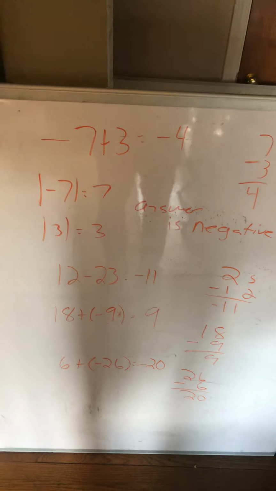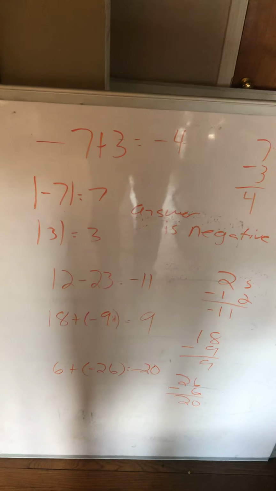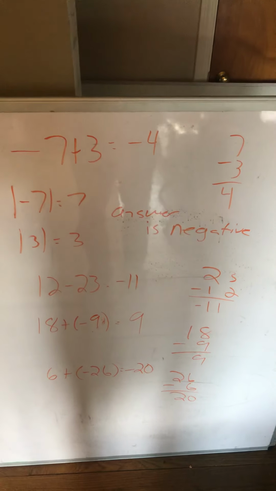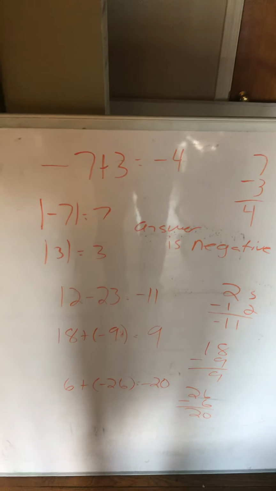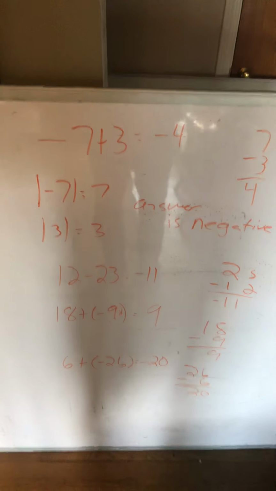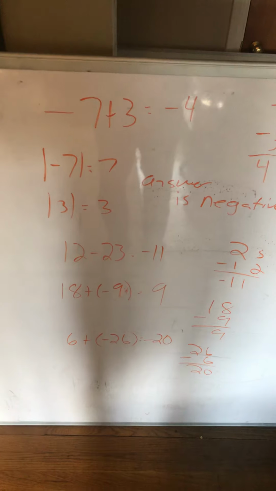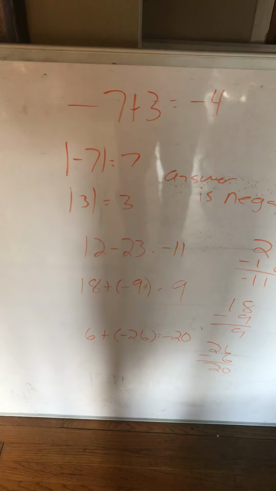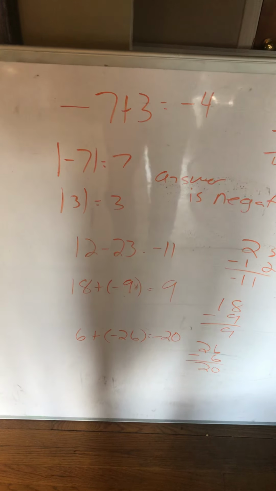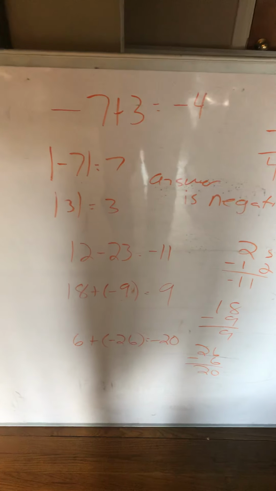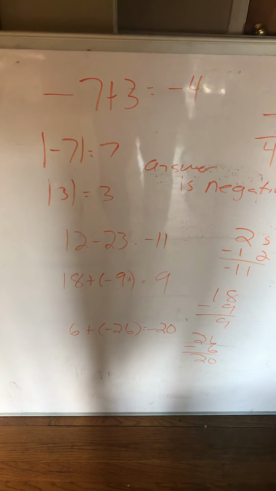18 plus negative 9. 18 is positive, negative 9 is negative. I subtract. 18 minus 9 is 9. It's a positive 9 because the positive 18 has a greater absolute value. 6 plus negative 26. 6 is positive, negative 26 is negative. I subtract. 26 minus 6 is 20. It's negative 20 because the negative 26 has a greater absolute value.